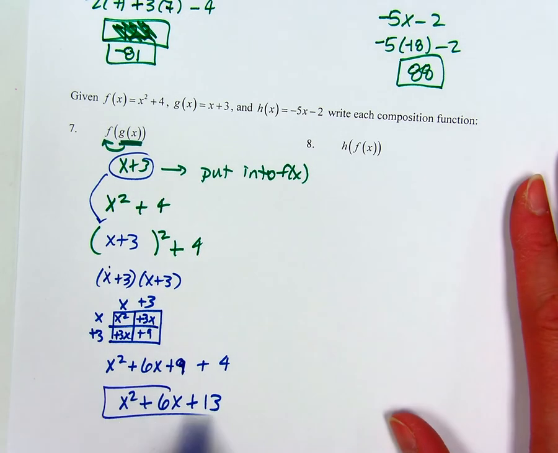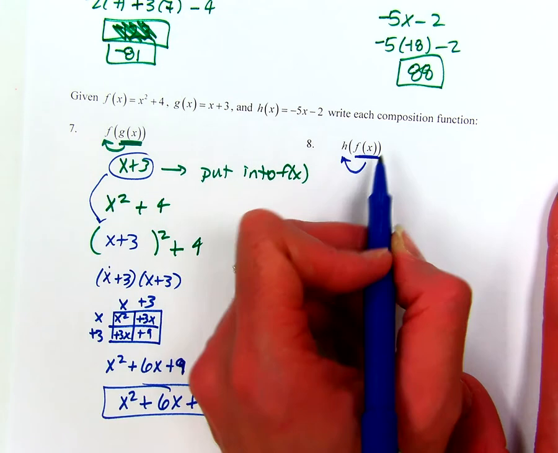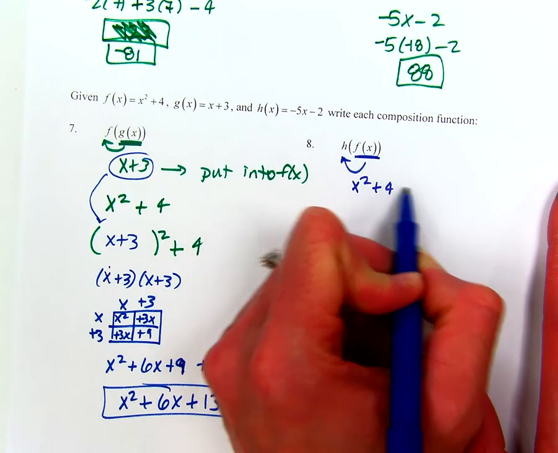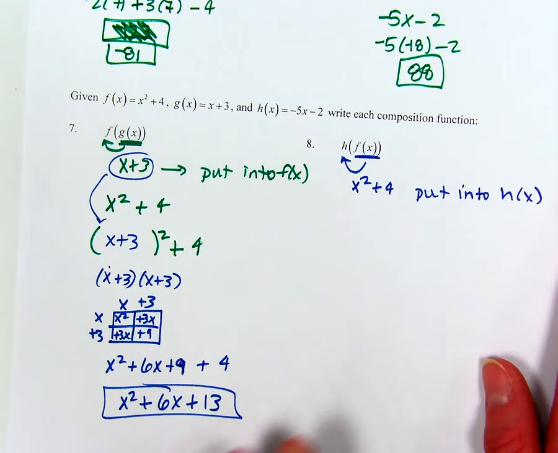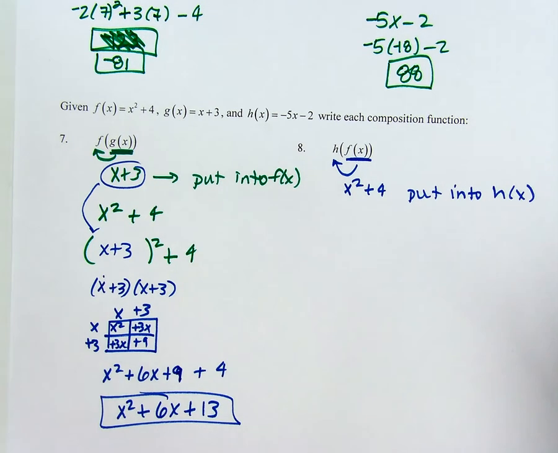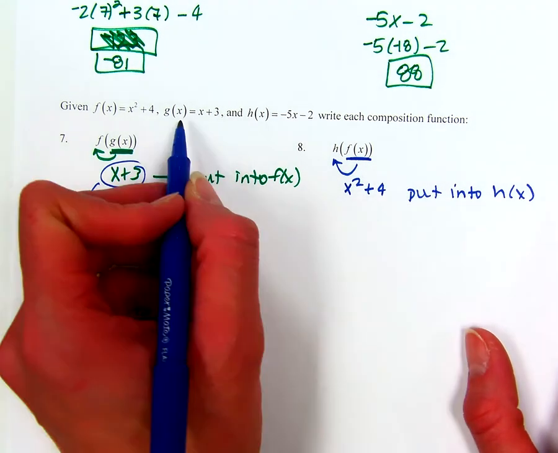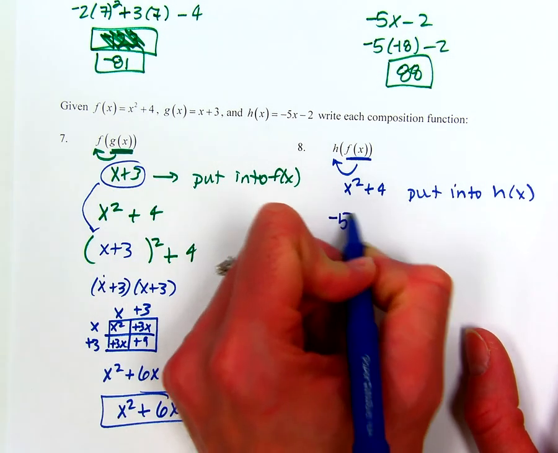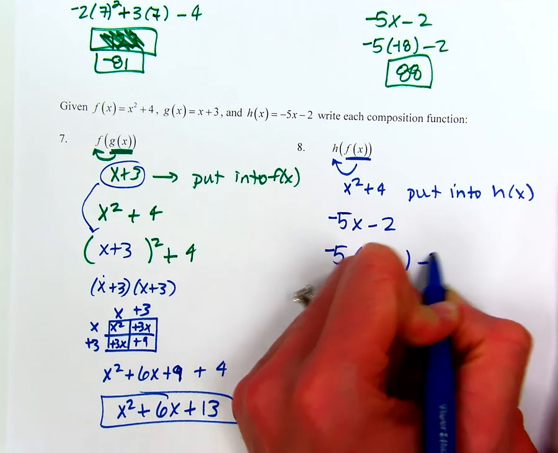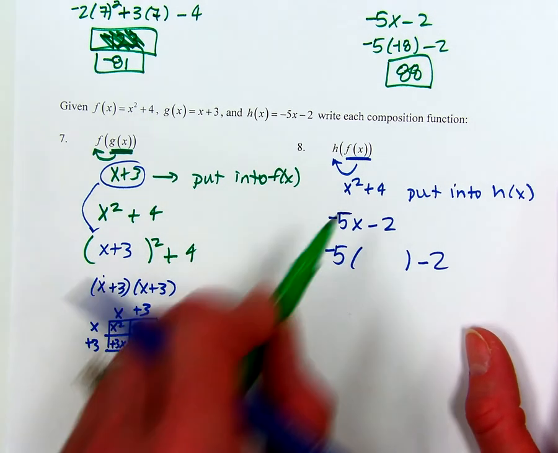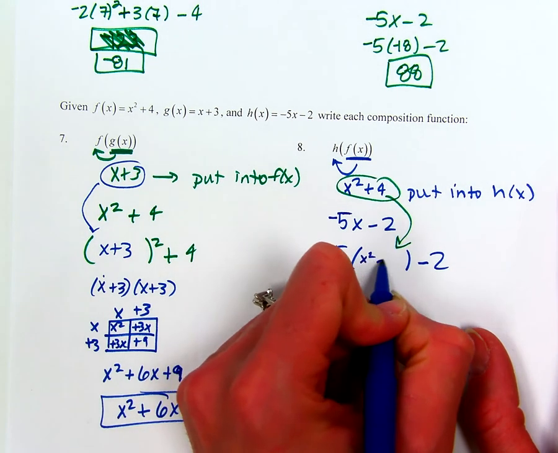Alright, last one. Take this equation, put it in here. So what's equation f of x? That's x squared plus 4. Put that into h of x. Now, you don't have to write all this out, but if that helps you understand what the problem is asking, then certainly go ahead and do that. So what's equation h? It's negative 5x minus 2. We don't want to use x anymore. We're taking this whole quantity, putting it in here. X squared plus 4.